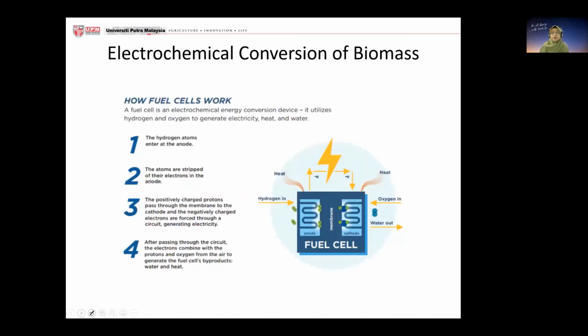So lastly, we go into number 4, electrochemical conversion of biomass. We still have one more after this, but let's look at electrochemical conversion. Basically, electrochemical conversion involves fuel cells, and I just want you to know how a fuel cell works. In fuel cells, you will have two compartments: your anode and your cathode. These two compartments will be separated by a membrane.